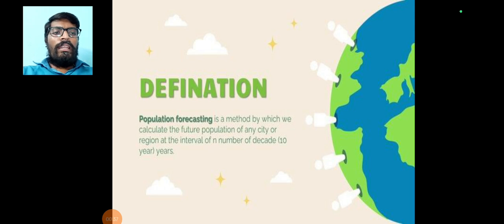at an interval of n number of decades. This is known as population forecasting. Population forecasting is used for the design of water supply systems and sanitary systems, which is based upon the projected population of a particular city, estimated for the design period.